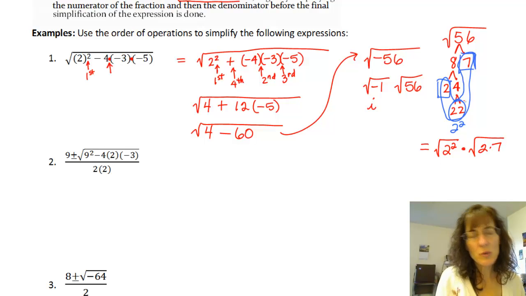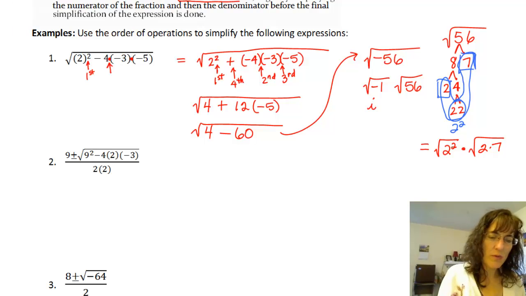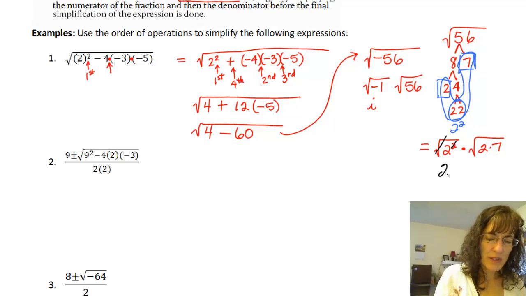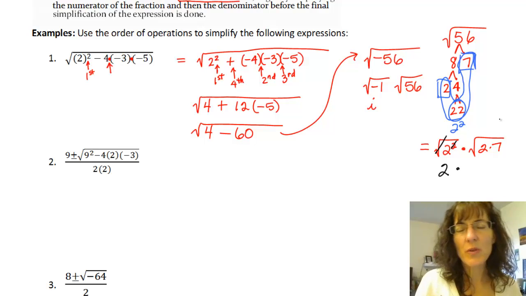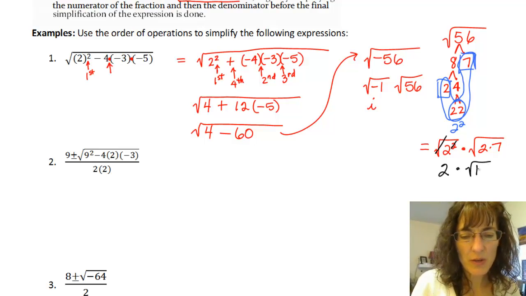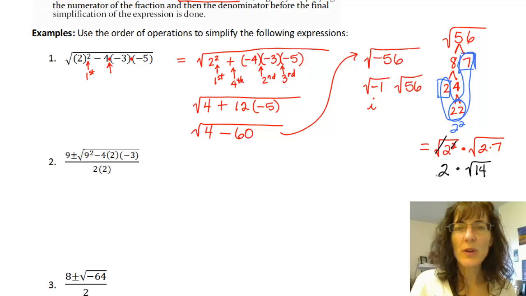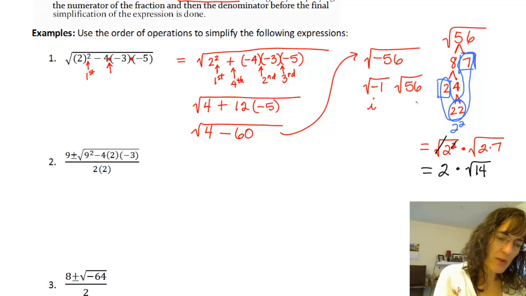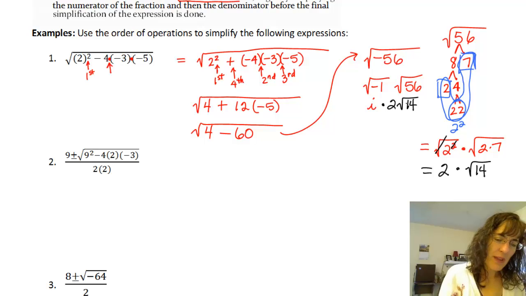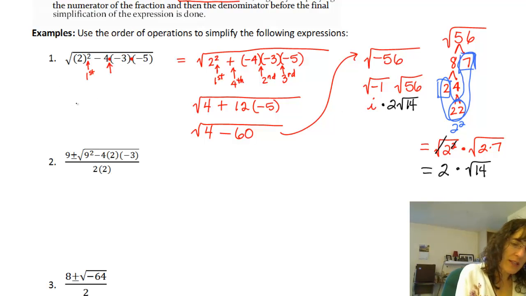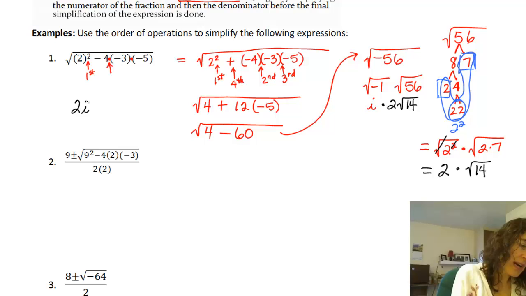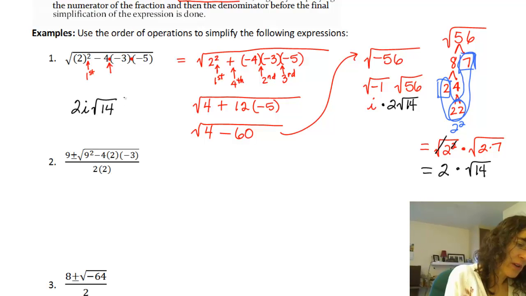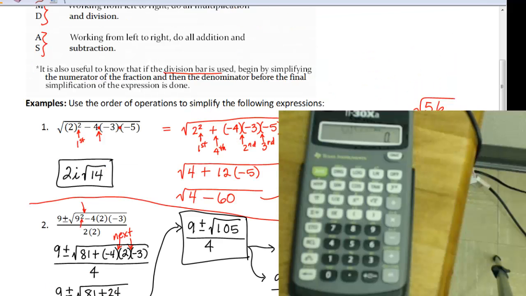So square root of 2 squared, or the square root of 4, is going to come to 2, and the square root of 2 times 7 is going to be the square root of 14. So I have 2 square roots of 14. And remember, I also had an i, so it's going to be times 2 square root of 14. And to write that in a better order would be 2i square root of 14.